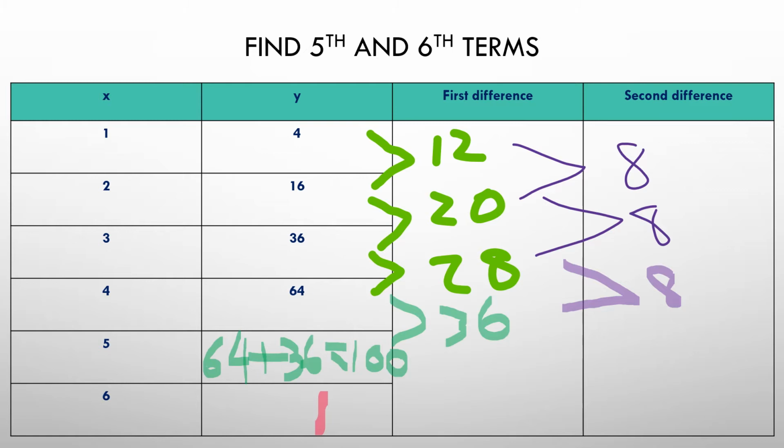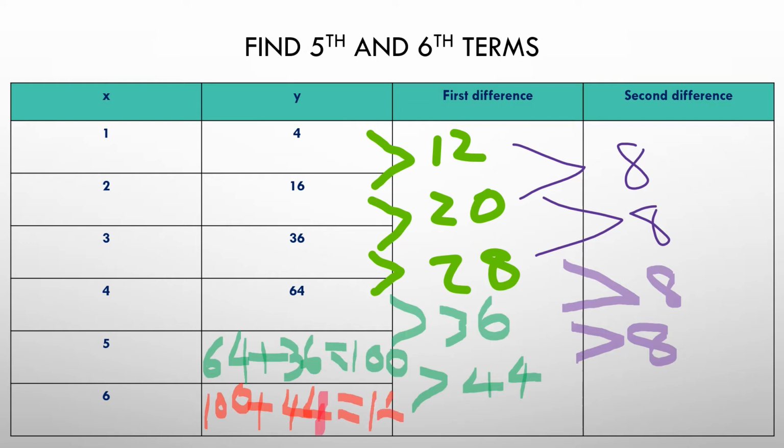Now to find the sixth term, we add 8 to 36, and we have 44. So now the sixth term will be 100 plus 44, which is 144.